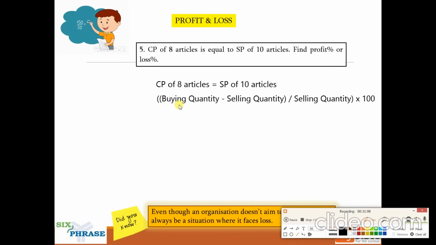See, what is buying quantity? Cost price is buying, right? So buying quantity is actually this 8. This is buying quantity. This is selling quantity. So if I write it, I'll write it like 8 minus 10 divided by 10 into 100. So this in turn is like 8 minus 10 is minus 2. So this is minus 1 by 5, which will give me minus 20 percentage. So what does this minus indicate, guys? This minus indicates that this guy is getting a loss. That is what it says. This formula will always give you percentages. When the percentage is positive, we have a profit. When the percentage is negative, we have loss.